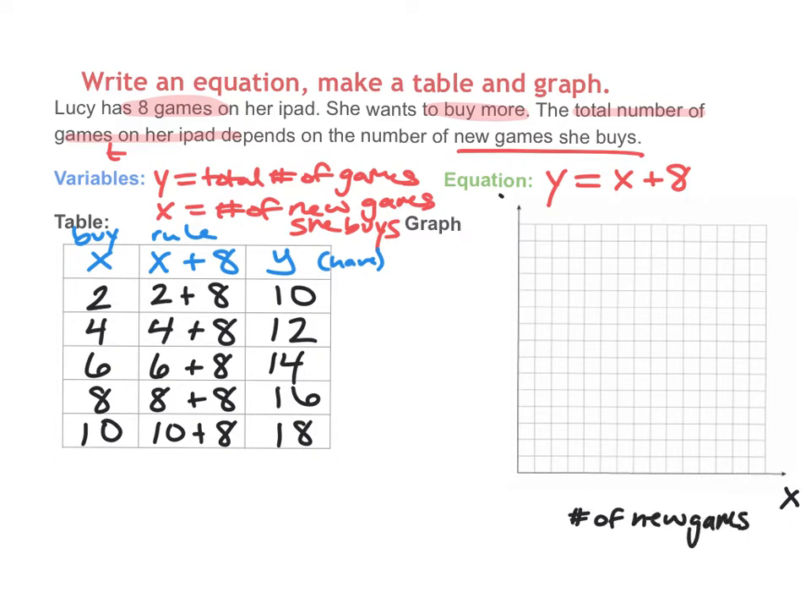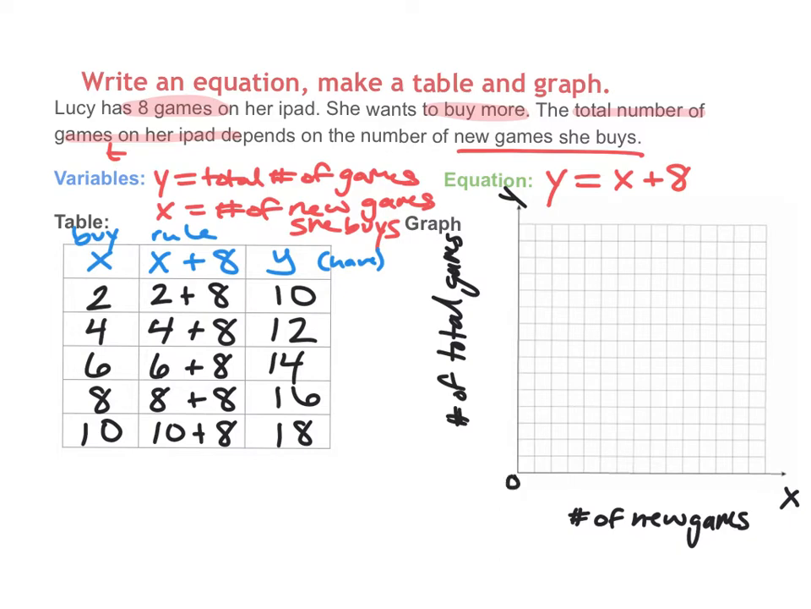And our y-axis would then be the number of total games she owns. And you could maybe change that. You could write total games she has. And then you could title your graph, of course, too, which we should do.